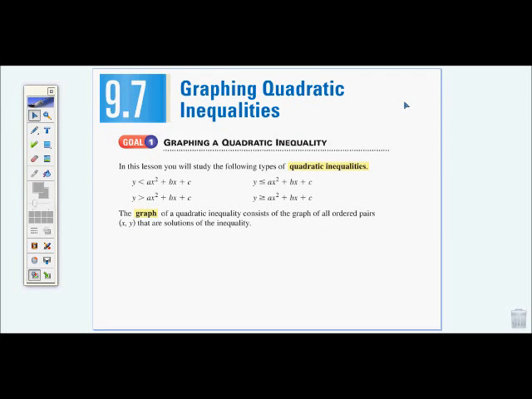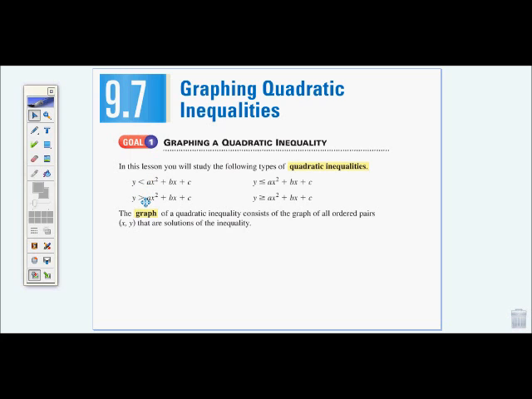9.7 will continue with the quadratic formula. However, we will be talking about graphing quadratic inequalities. You will find many of the concepts are related to graphing linear inequalities. So, you will study the following types of quadratic inequalities.